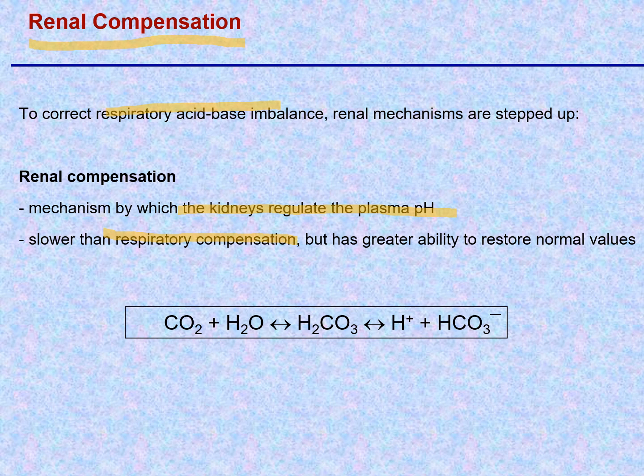Respiratory compensation of metabolic imbalance can be quite quick, but difficult to sustain for a long time, whereas renal mechanisms that kick in to compensate for respiratory imbalance act slower, but have a greater ability to restore values to normal for the pH, because you're permanently gaining or losing hydrogen ions through, again, the mechanisms I described earlier of reabsorption or generation of new bicarb or secretion of bicarb.